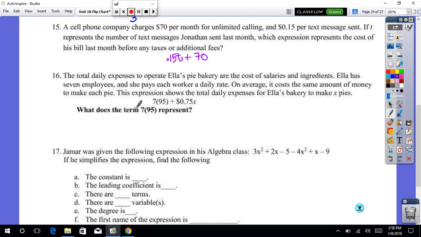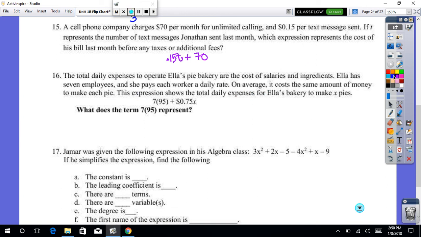Okay, 16. The total daily expenses to operate Ella's Pie Bakery are the cost of salaries and ingredients. Ella has 7 employees. She pays each a daily rate. On average, it costs the same amount of money to make each pie. This expression shows the total daily expenses.